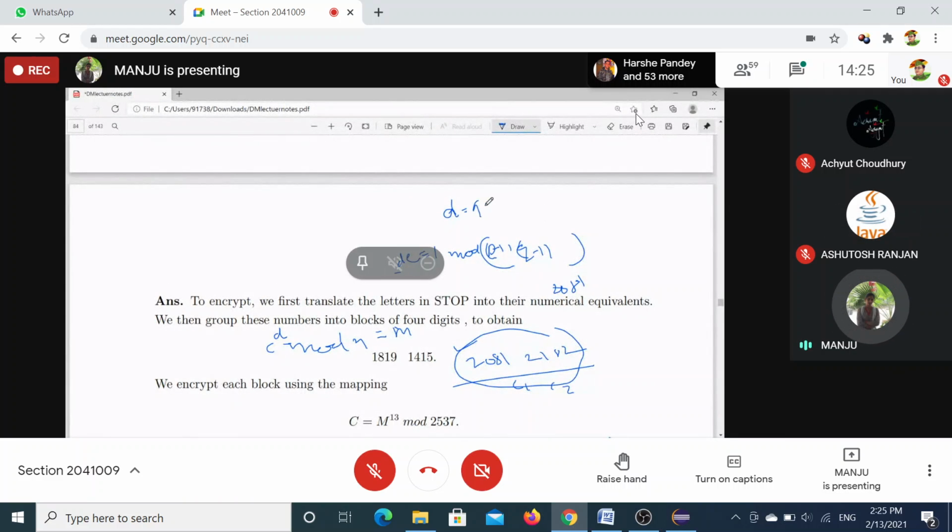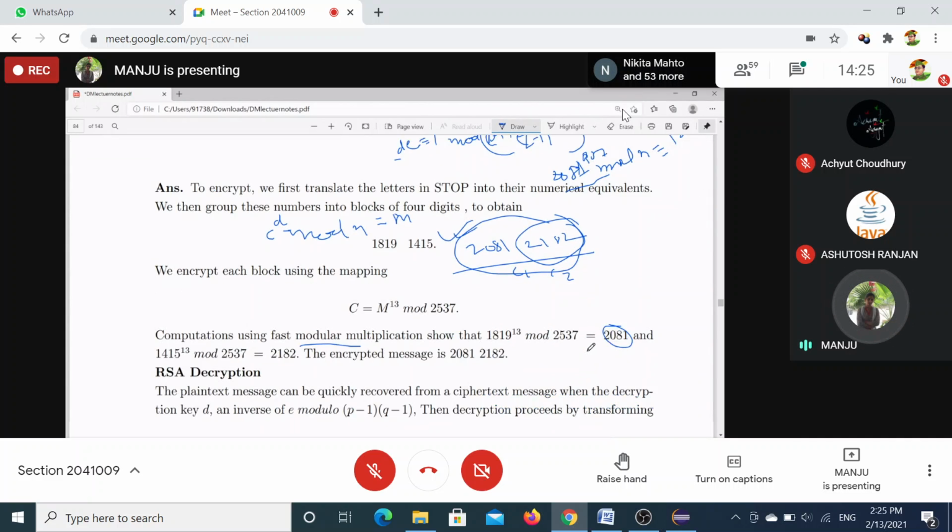Okay, D is 937. Then you take the 937 power of this, that is C raised to power D mod N, using modular exponentiation. Now you take this mod 2537. This will be equivalent to 1819, which you can calculate. The next will be equivalent to 1415, and then this is S and T, and the second block gives you O and P.